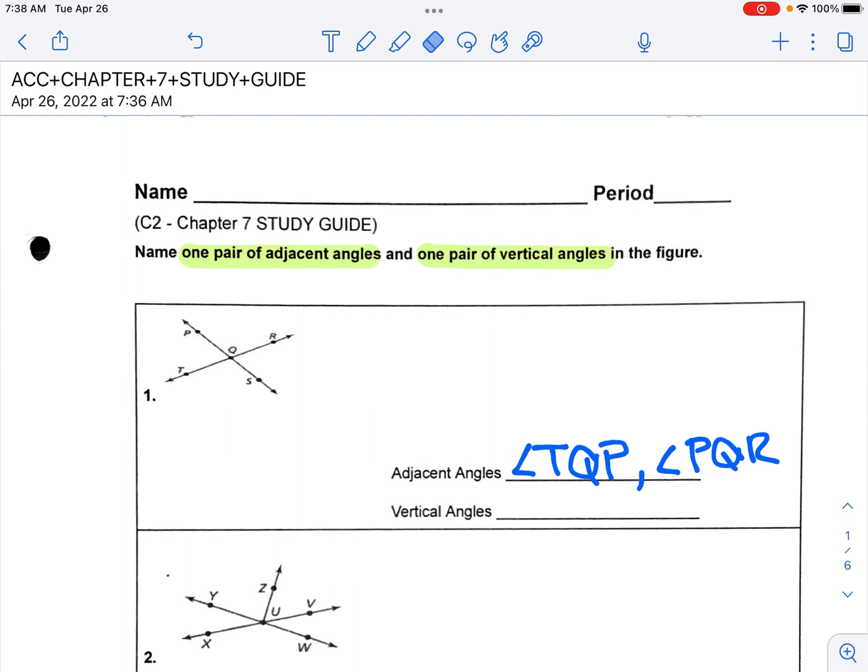All right, for our vertical angles, those are the angles that are opposite each other. Let me choose the different colors. So vertical could be angle PQR and angle TQS. Remember, the vertex goes in the middle of the name, so PQR is vertical to TQS. So if you did not choose those two, then you could have chosen PQT and RQS.